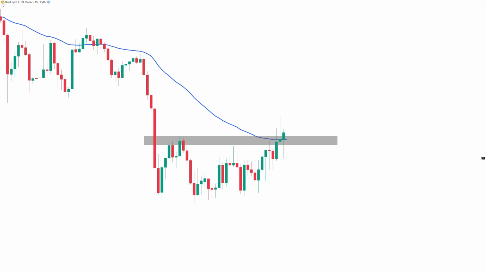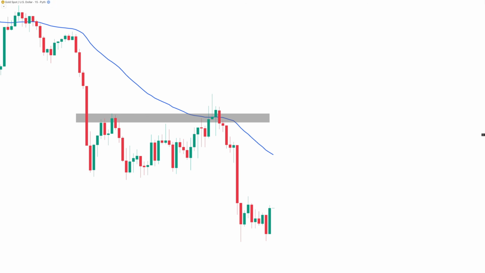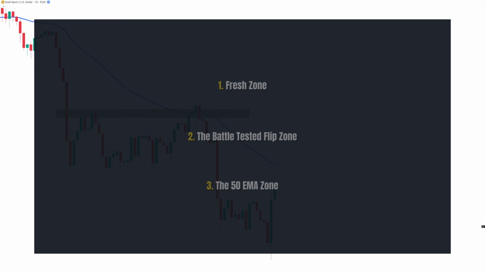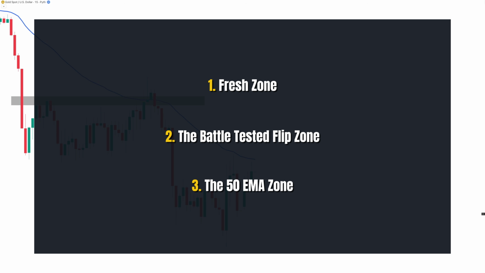Same logic, just flipped. Now here is the most important question. How do we know which support zone is strong enough to actually react? Because not every level on the chart deserves our attention. Only the strongest ones do. For this, we look for three specific types of zones. Let's first briefly understand how these zones work and how we mark them on charts.